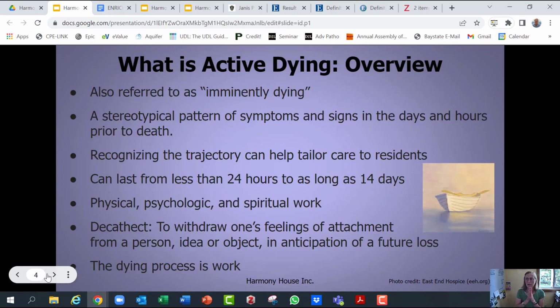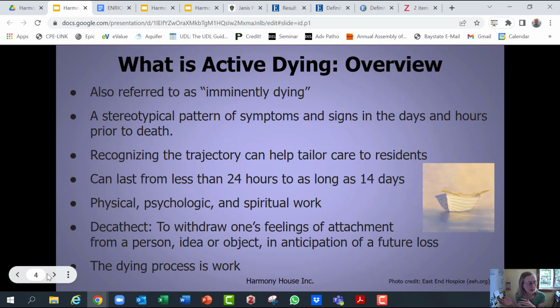So what is active dying? Dying is this process and highly variable time frame in which someone is reaching the end of their life. Sometimes you'll hear it referred to as imminent death or imminent dying. It is a stereotypical pattern of signs and symptoms in the last days and hours prior to death. We like to understand this trajectory because it can help us tailor care to residents.